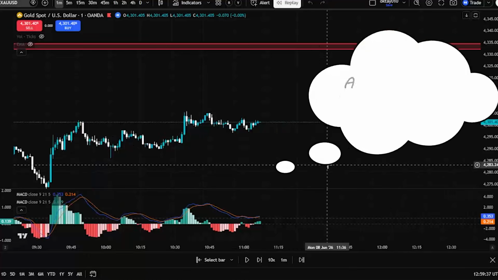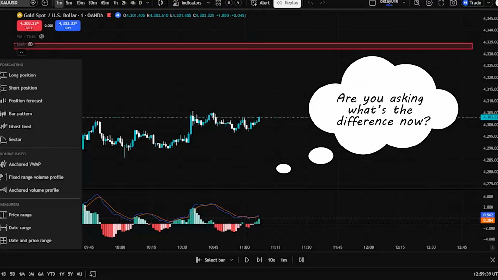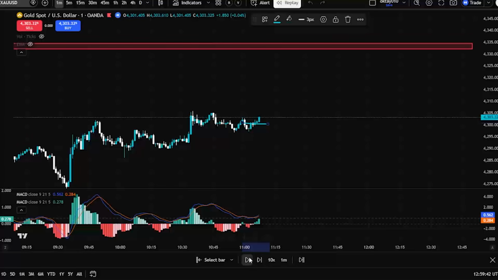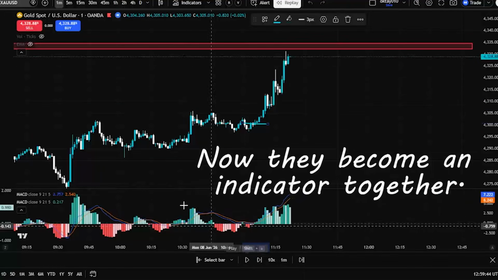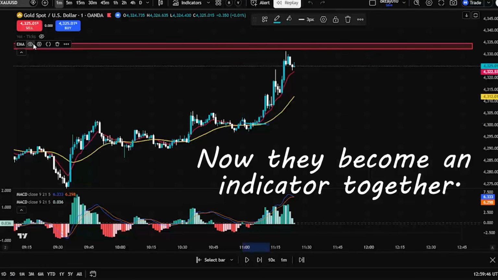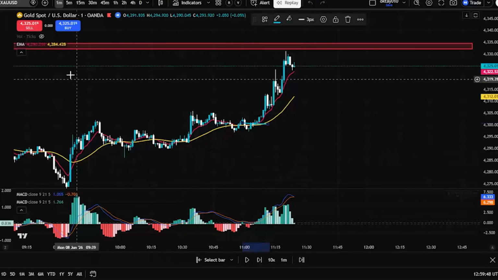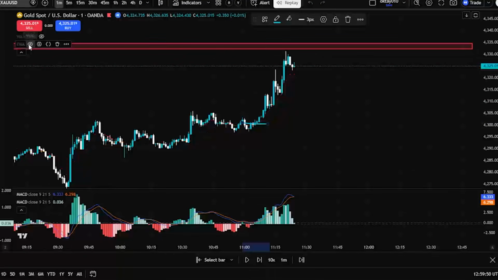Now, if you ask what is the difference, this is combined with the EMA setting itself. That is, it has become two indicators. One is a trend follower, or EMA, and the other is MACD. Now the entry point becomes more accurate.